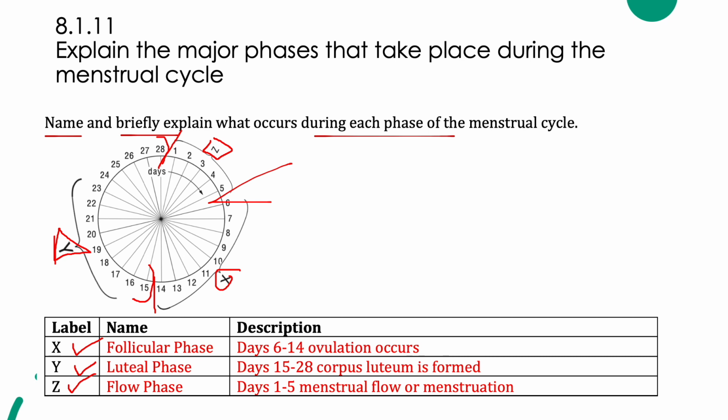So what happens in the flow phase, that is the menstrual flow or menstruation. In the follicular phase, the ovulation occurs, that is the release of the egg, and in days 15 to 28 the corpus luteum is formed after the release of the egg, that is like a yellowish body. We'll move to the next question.